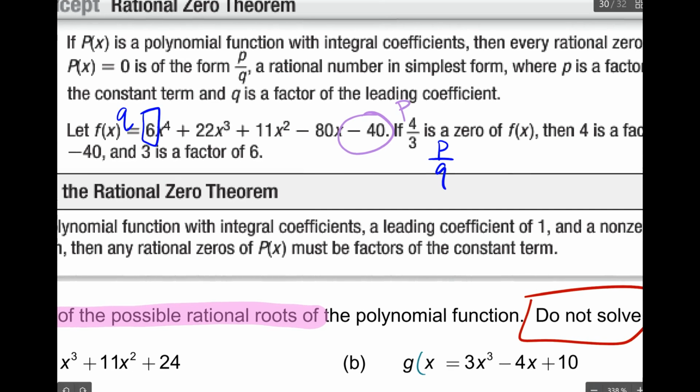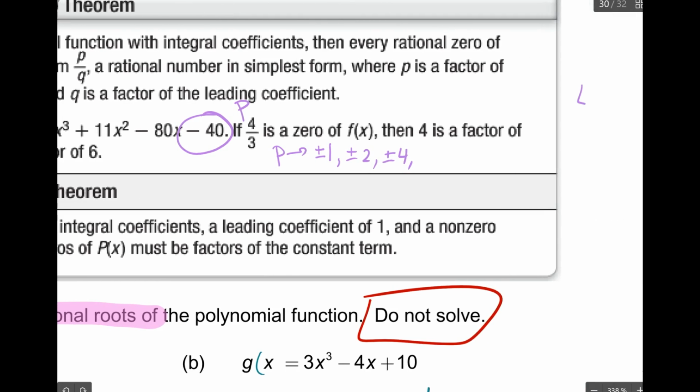For P's factors, to get negative 40, I could have plus 1 times negative 40, or minus 1 times positive 40, so plus or minus 1. I also have plus or minus 2, plus or minus 4. Maybe it'd be easier if we wrote out a chart of all the different factors. So 1 and 40, 2 and 20, 3 doesn't go in, 4 and 10, 5 and 8, 6 doesn't go in, 7 doesn't go in, and that's it. So I can list out all of my factors of 40.